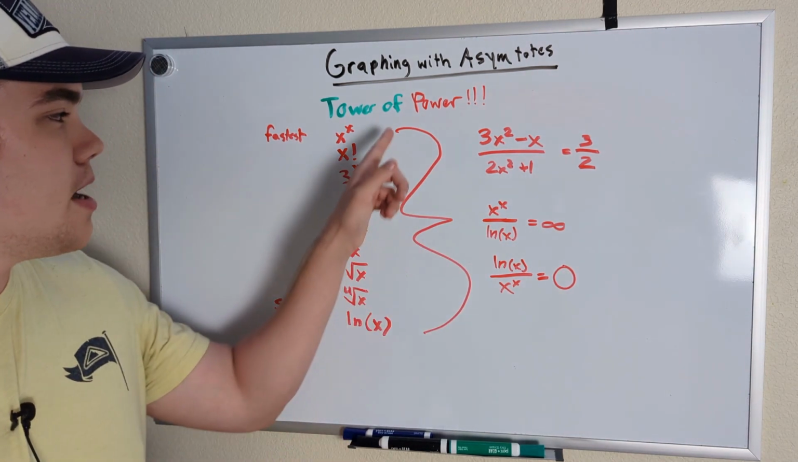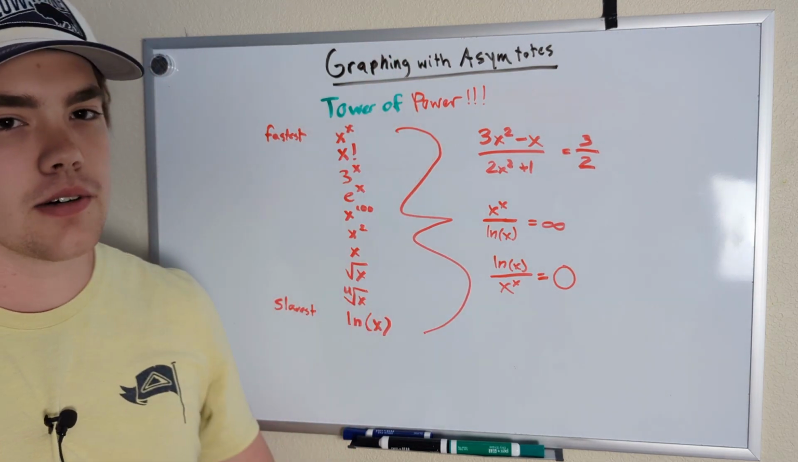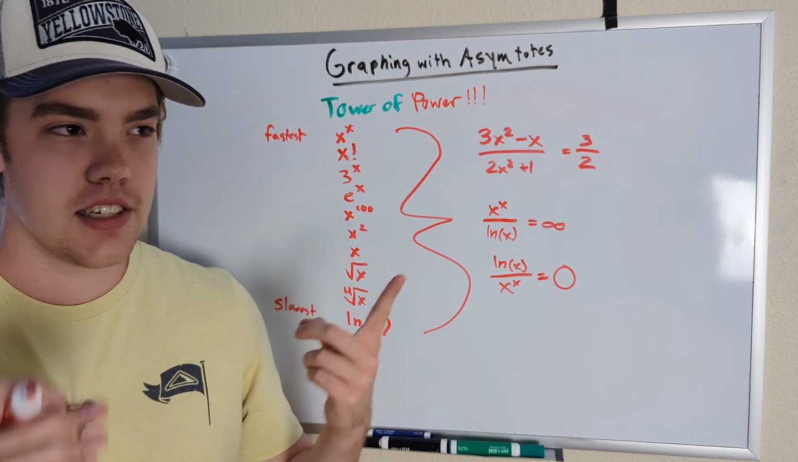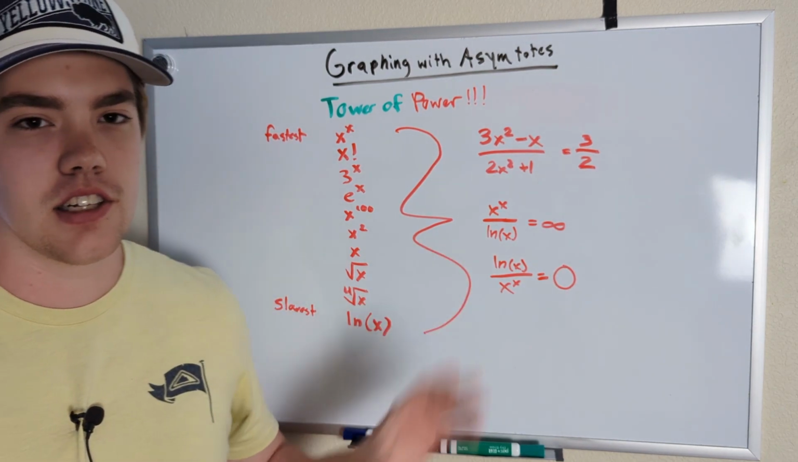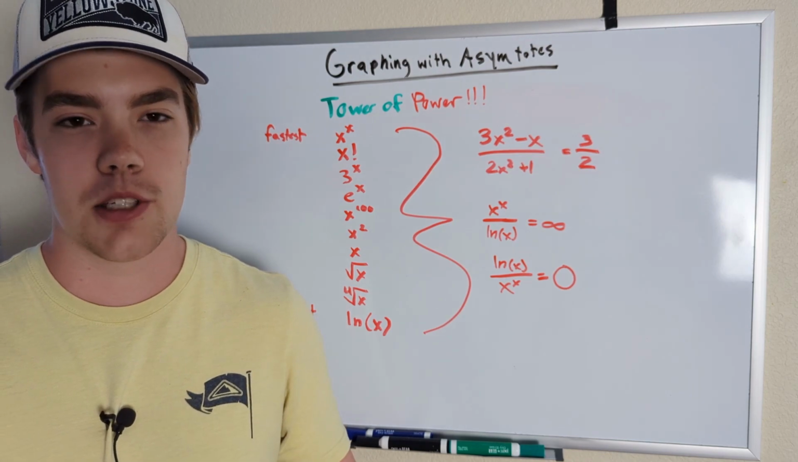So anyways, it may not be a bad idea to memorize the Tower of Power. It could come in handy whenever we're talking about graphing within calculus. We're going to do one example problem where we put together the first derivative test, the second derivative test, and the stuff we learned in this video in order to make a graph that has a function with asymptotes in it. So let's do that now.